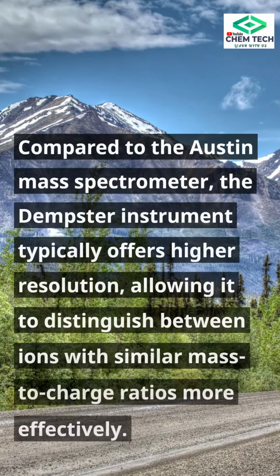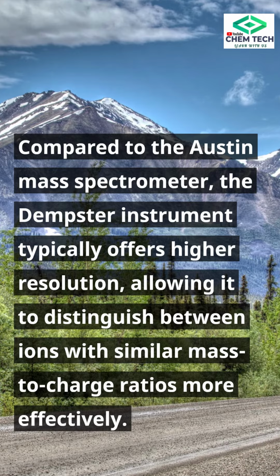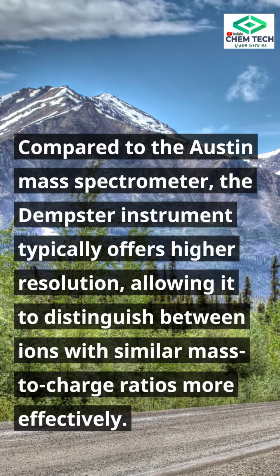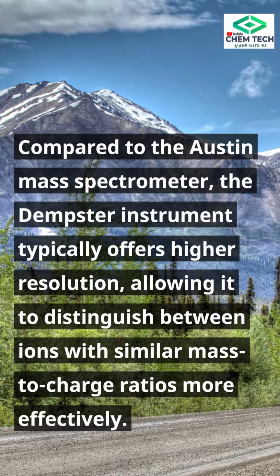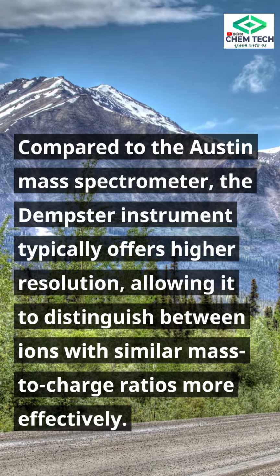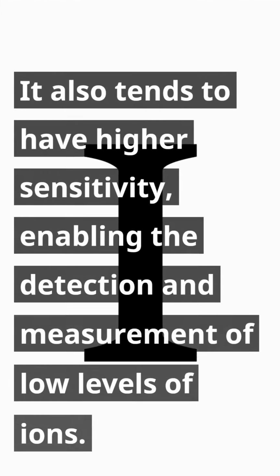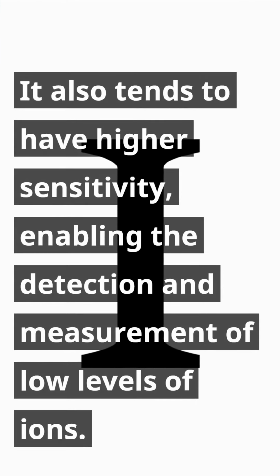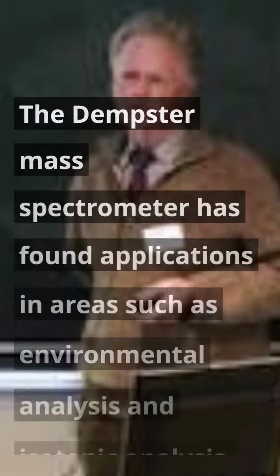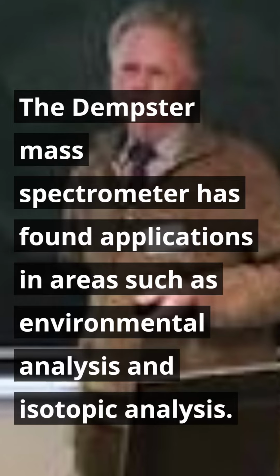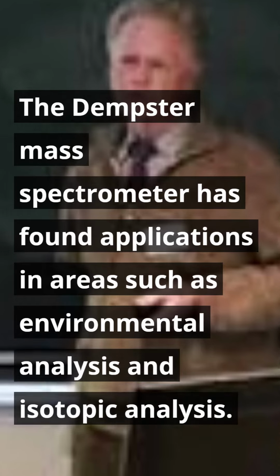Compared to the Austin mass spectrometer, the Dempster instrument typically offers higher resolution, allowing it to distinguish between ions with similar mass-to-charge ratios more effectively. It also tends to have higher sensitivity, enabling the detection and measurement of low levels of ions. The Dempster mass spectrometer has found applications in areas such as environmental analysis and isotopic analysis.